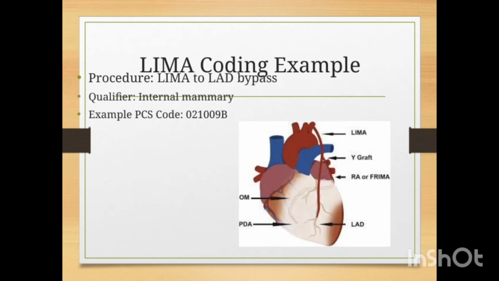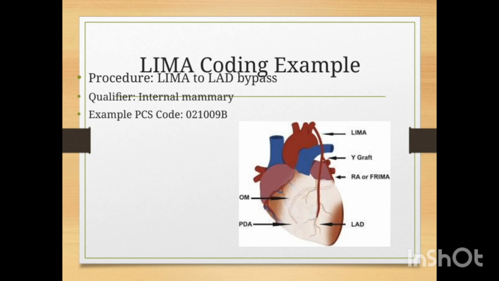Today, I'll walk you through the procedure of a LIMA to LAD bypass, which is a common and effective method for coronary revascularization. The key point here is that we're using the internal mammary artery, specifically the left internal mammary artery, or LIMA, to bypass the blocked or narrowed section of the LAD, or left anterior descending artery. This approach is favored because of its durability and excellent long-term patency.